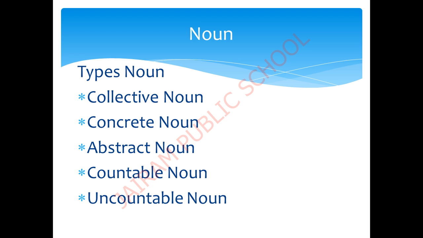I hope, my dear children, we have already seen the first three types of the noun in the previous part of the video: collective noun, concrete noun, and abstract noun. Today also, let's have a short and quick warm up on these three types. And we are going to freshly start countable and uncountable today. Shall we move on to the topics now, my dear children? Yes, let's get back to the class now.